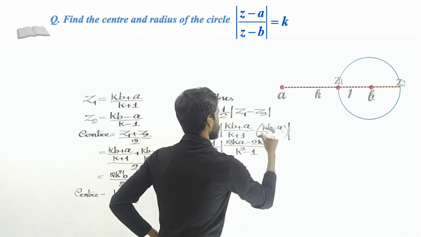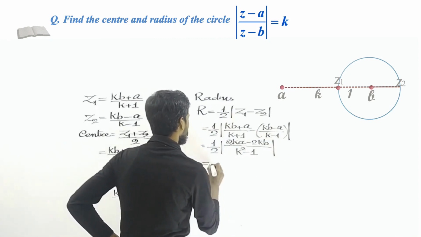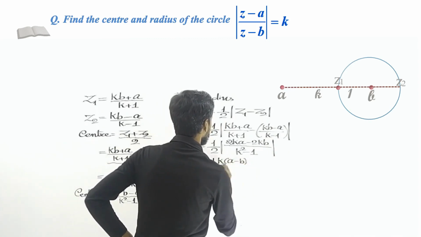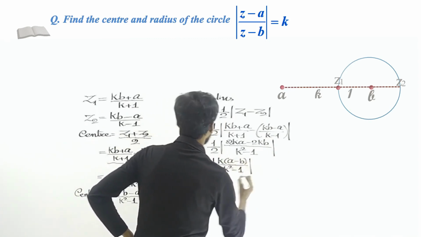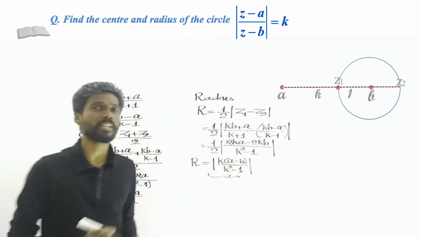That's all, right? So minus A plus A gets cancelled. So that's also 2, also gets cancelled. So that is modulus of K multiplied by A minus B divided by K square minus 1. So that's it. So this is the radius of the circle. See, you can use it as a formula, right?